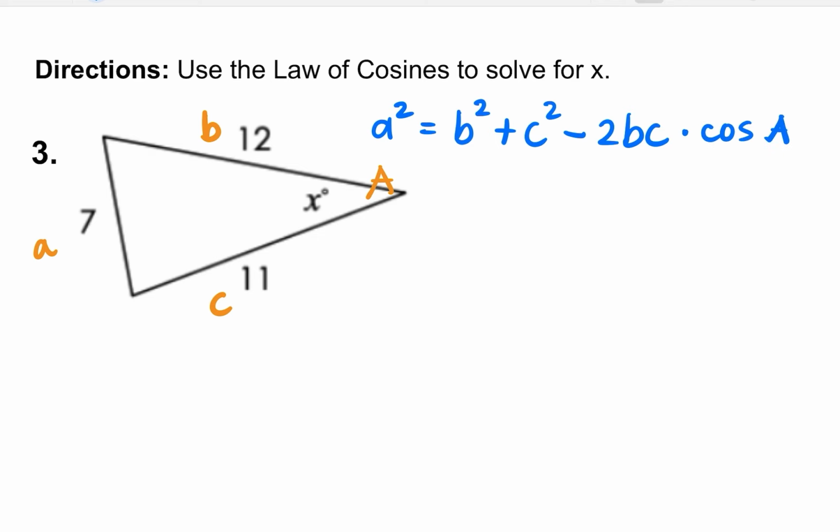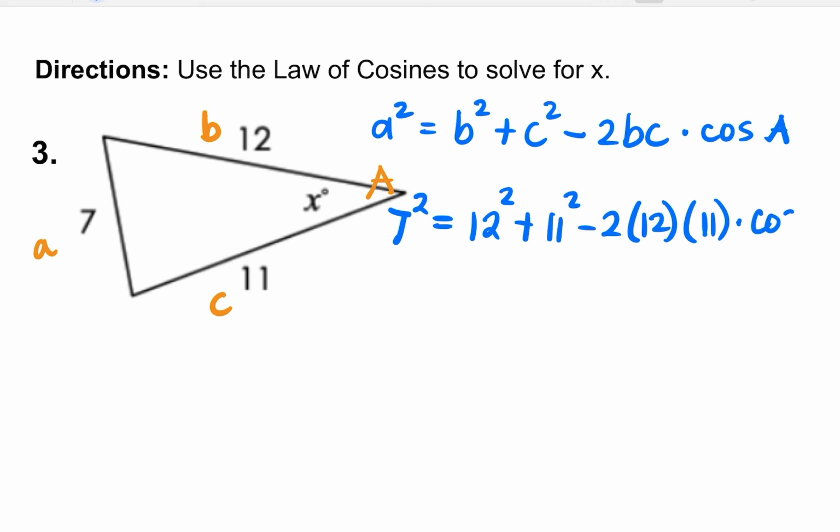So my a is 7, so 7 squared equals 12 squared plus 11 squared minus 2 times 12 times 11 times cosine x. The x is missing, which is the angle we're trying to find. Let's simplify. 7 squared is 49. Adding the squares of these two numbers will give us 265.